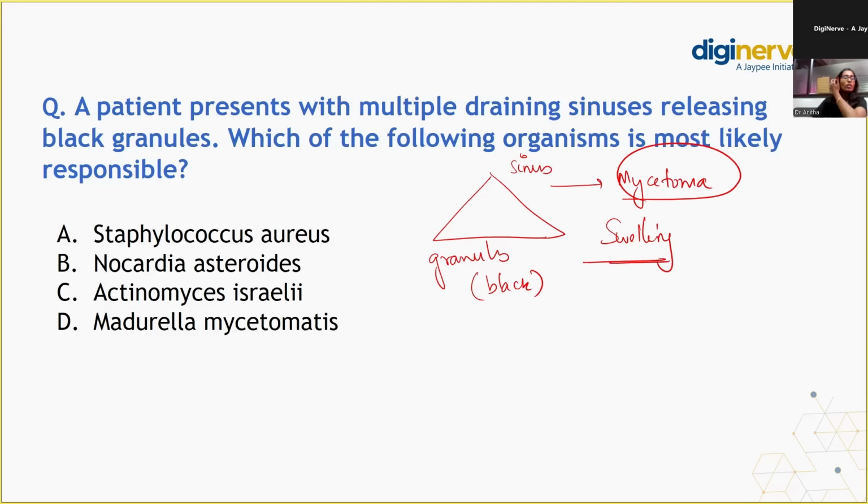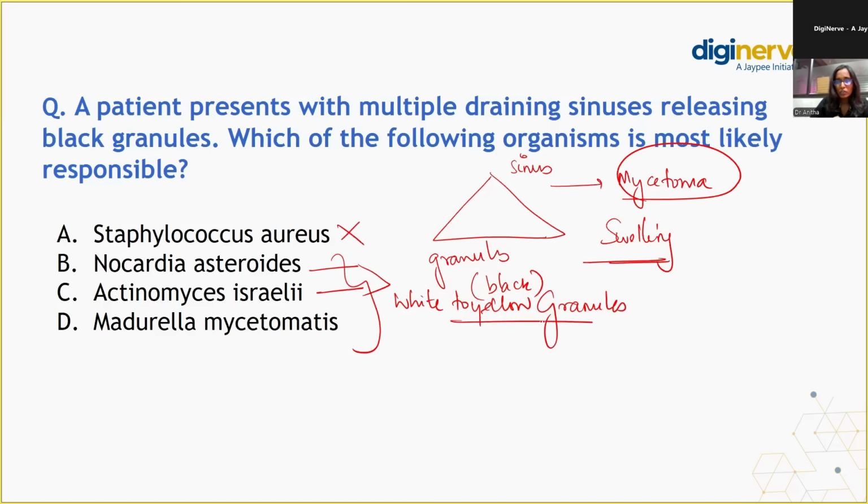Staphylococcus aureus can also produce a similar condition called botryomycosis, but it will not produce black granules. So this option is ruled out. You're left with Nocardia, Actinomyces, and Madurella mycetomatis. All these agents can cause mycetoma, but Nocardia and Actinomyces are known to produce white to yellow granules. So the correct answer here would be Madurella mycetomatis, which is known to produce black colored granules.